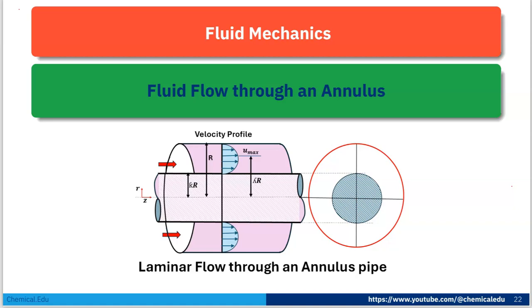Today I talk about flow through an annulus. Fluid is flowing in an annular space between two coaxial pipes. So here the fluid is flowing in this annular space.